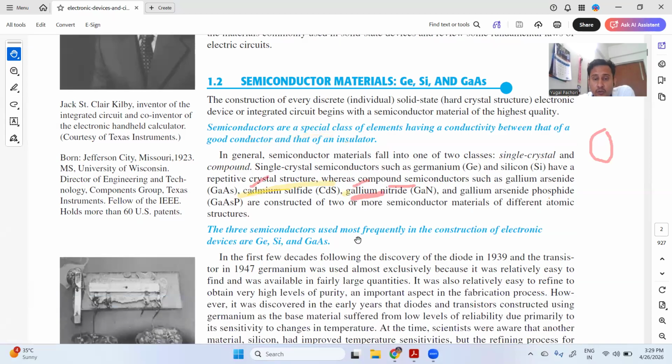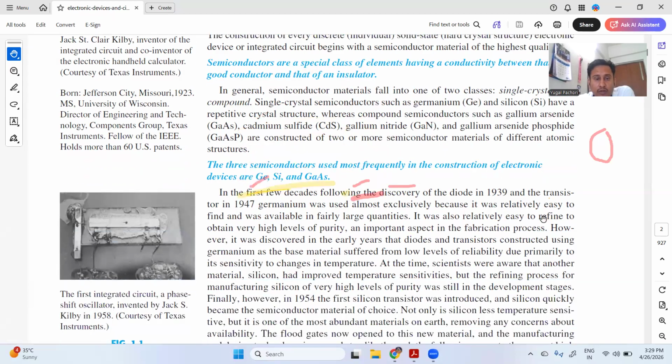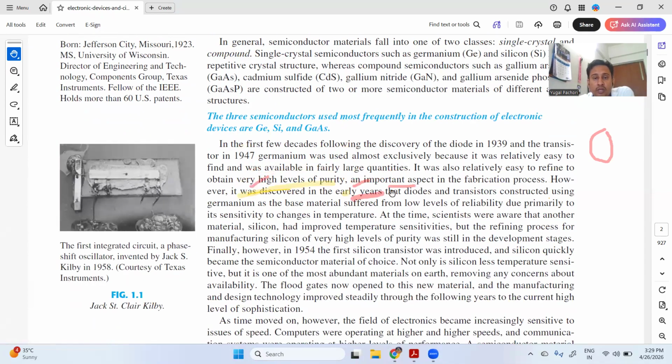Now, come to the next topic. The three semiconductors used frequently in the construction of electronic devices are silicon, germanium, and gallium arsenide. This I already told you.